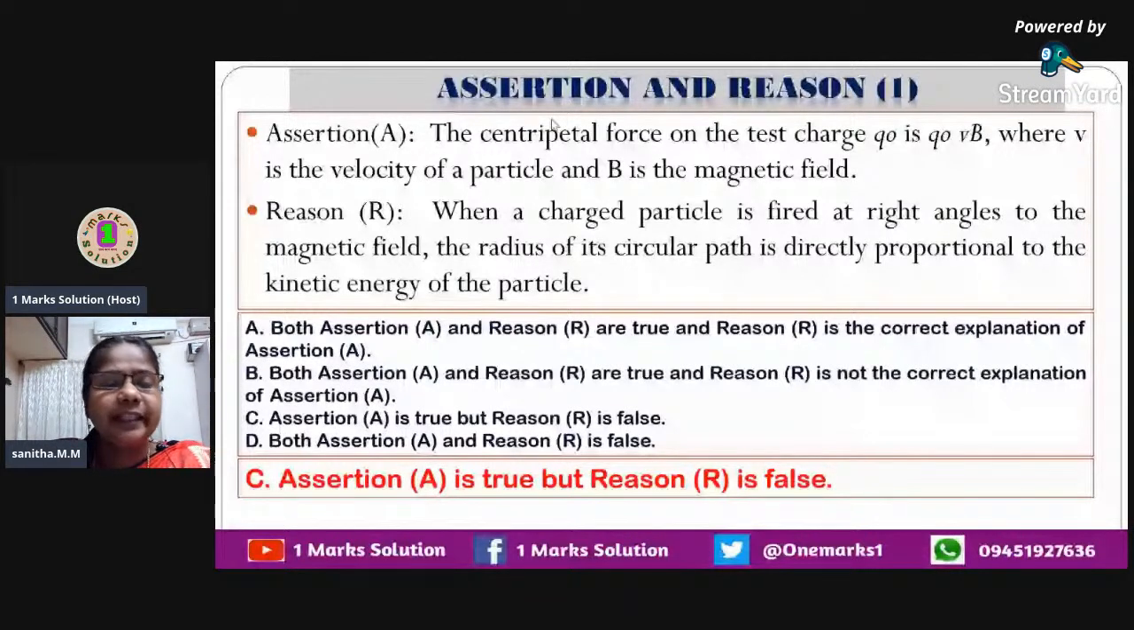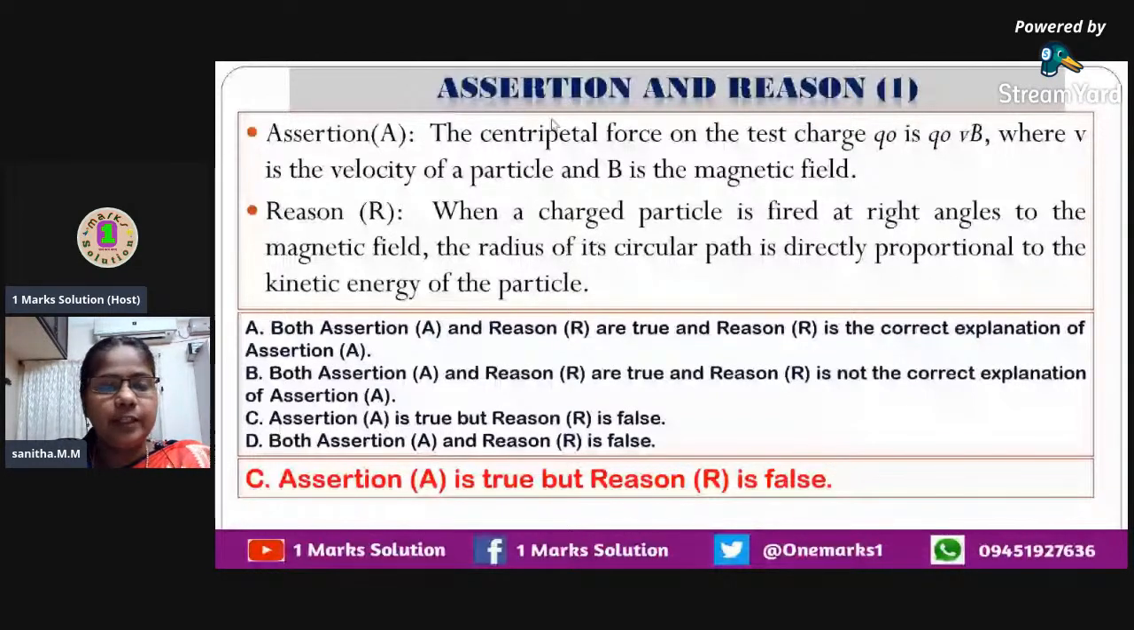So the answer is option C. And for the assertion and reason options, you know that the first one, A, is both are true and the reason is the correct explanation. Option B is both are true but the reason is not the correct explanation. In option C, the first one is true and the reason is false. Both assertion and reason false, we can go for D. So first of all, you should know all these things. Then we can go for the answer of this question. That is C. That means the first one is absolutely true and the reason is false.